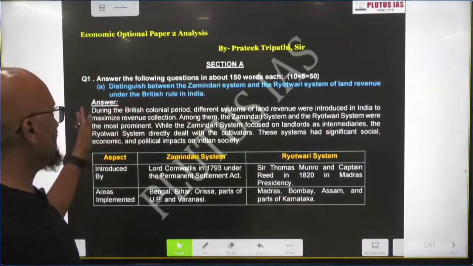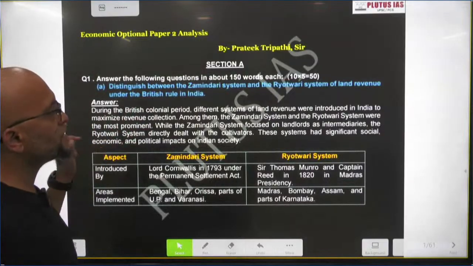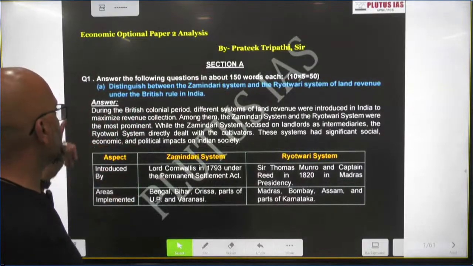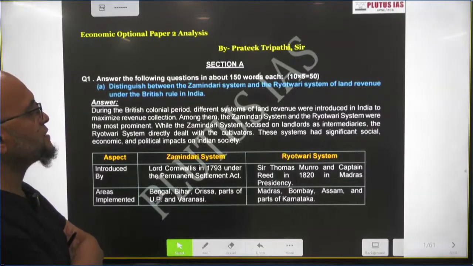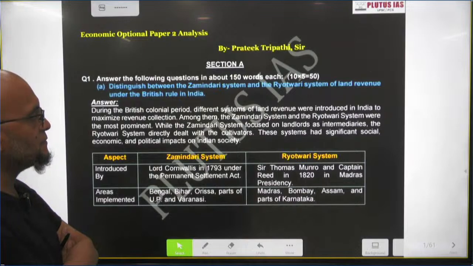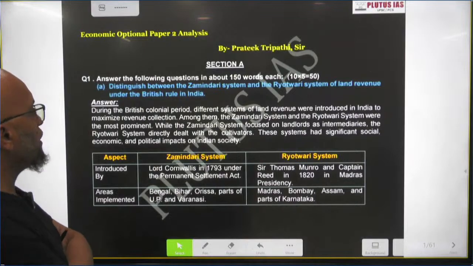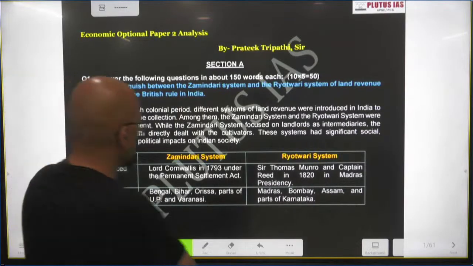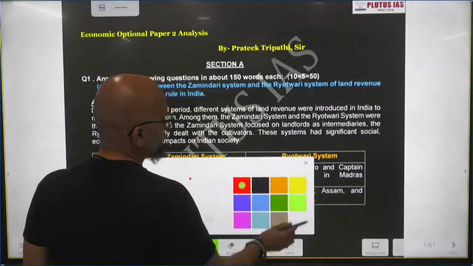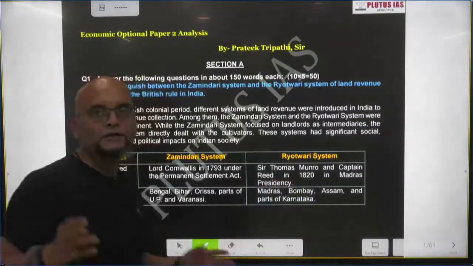Section A, there are 5 questions. Each question is of 10 marks. First question is, distinguish between the Zamindari system and the Ryotwari system of land revenue under the British rule in India. So see guys, both the systems were prevalent during British time, and they are asking you to distinguish between them.